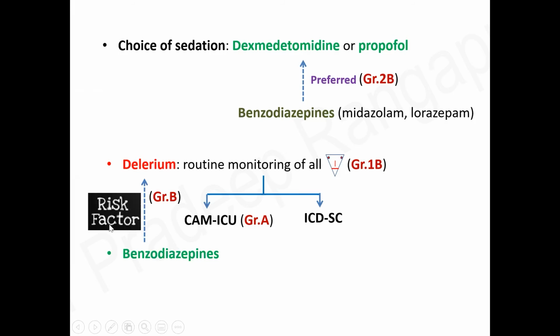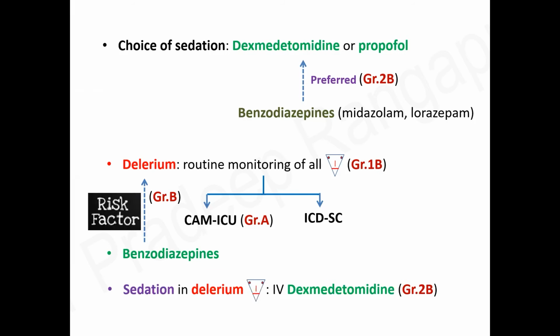And one of the important risk factors for delirium in ICU has been confirmed to be the greater usage of benzodiazepines. So that is something which has to be kept in mind when you're assessing patients. If someone has been on benzodiazepine and is becoming restless, delirium is something that one needs to keep in mind.